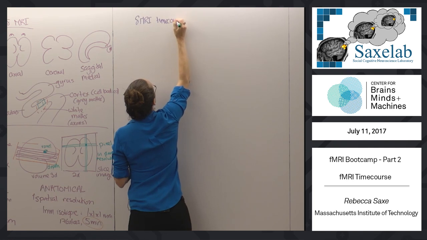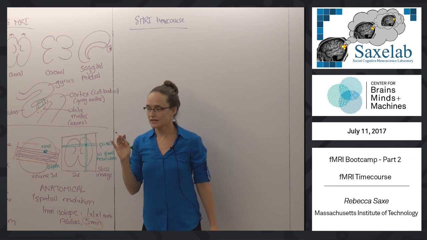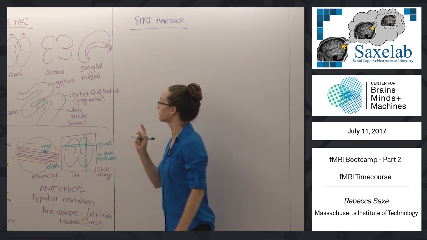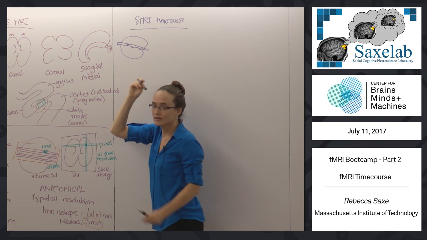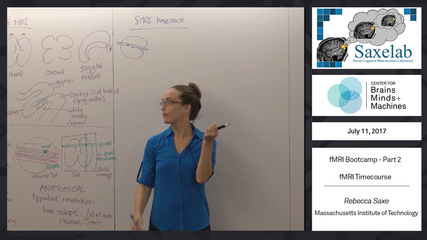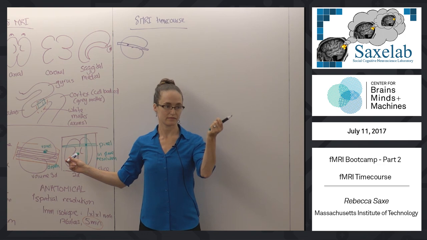We're going to talk about time. We're going to think about fMRI data for a while, and one dimension is time. So we're going to take our three-dimensional data set and pick out a single voxel from the brain. Now we have that one voxel, and we have a measurement of that one voxel from every volume that we took. This is going to be a measure, and this is time.